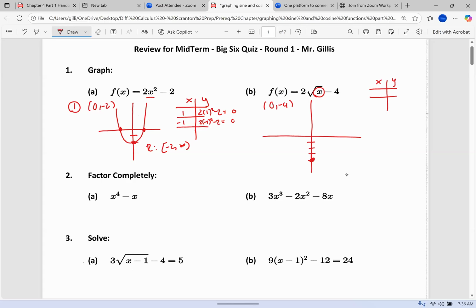You can't pick -1 for x because it's not in the domain. You can't take the square root of a negative, but I can pick 1. The square root of 1 is 1, times 2 is 2, minus 4 is -2. And I'll pick 4. The square root of 4 is 2, times 2 is 4, minus 4 is 0. So I'm going to get (4, 0). Shape it from where I started to where I'm going.